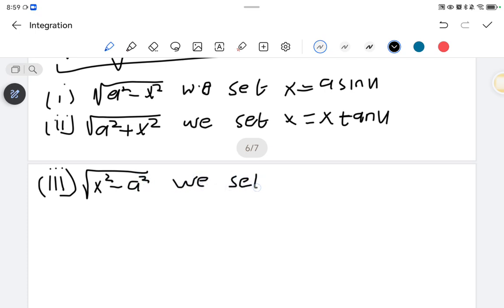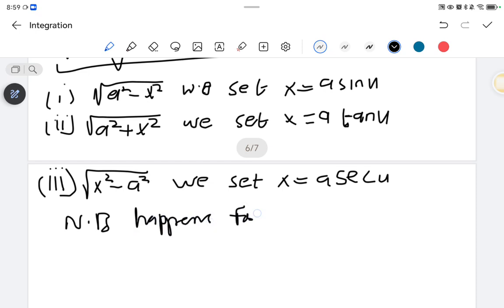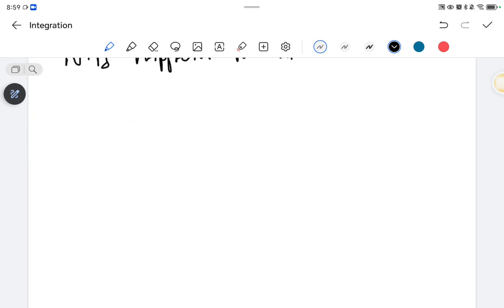We set x equal to a sec u. So we'll be looking at this. Then we apply some cases to see if we're going to get to the solution or not. And this happens for all a greater than 0. So a should always be greater than 0.